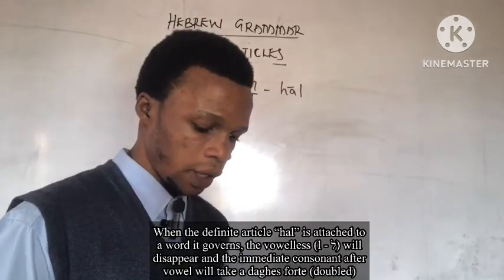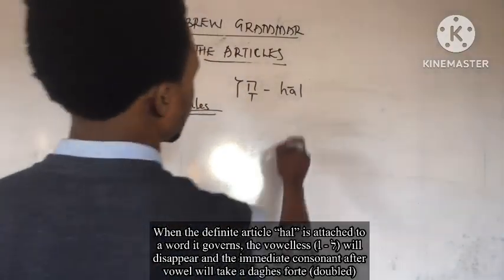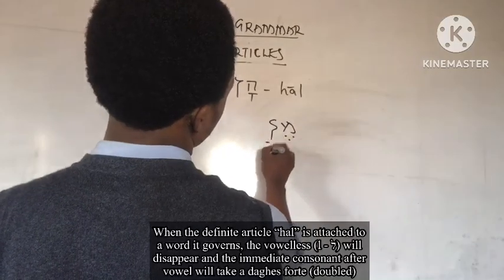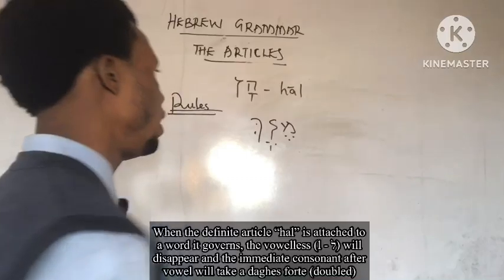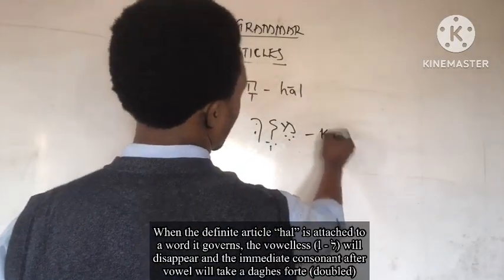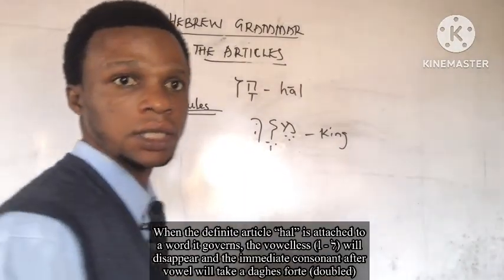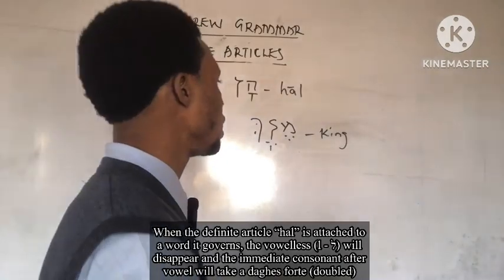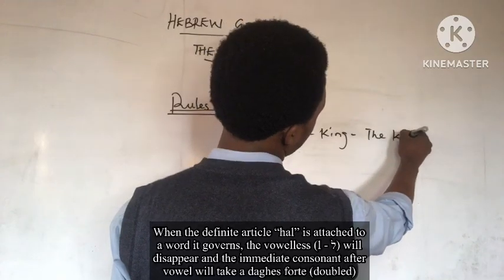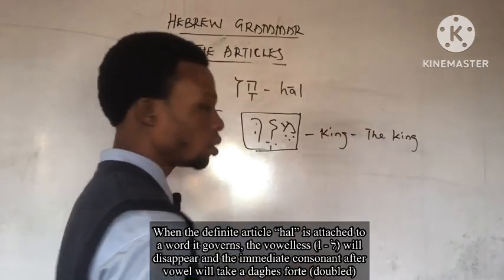Now let's take a word, for example. Let me use the word melech. Don't forget, melech means king. It can be king or a king. Now we want to attach the definite article to it. We want to say the king, for instance. Don't forget that this is the root word, the word it is going to govern.